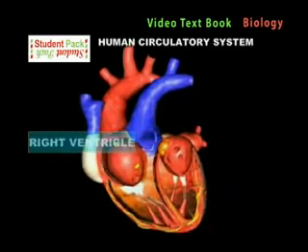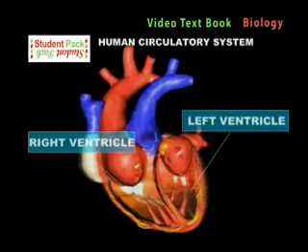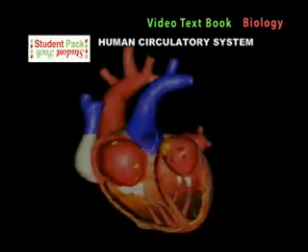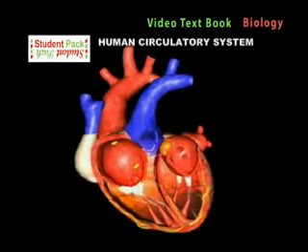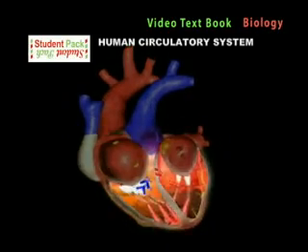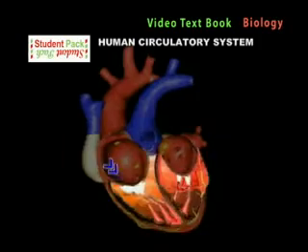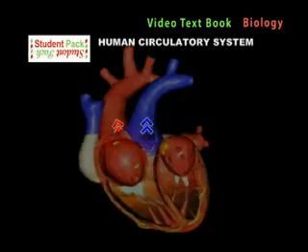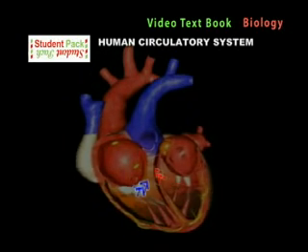The openings of the right and the left ventricles into the pulmonary artery and the aorta respectively are provided with the semilunar valves. The valves in the heart allow the flow of blood only in one direction, that is, from the atria to the ventricles and from the ventricles to the pulmonary artery or the aorta. These valves prevent any backward flow.